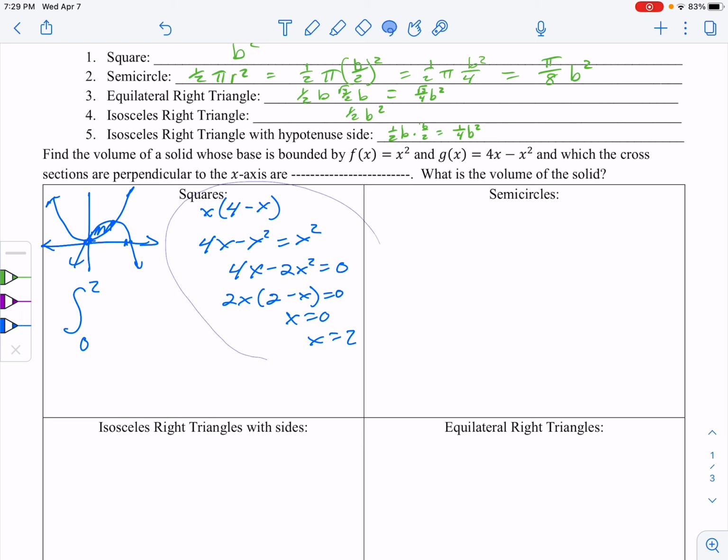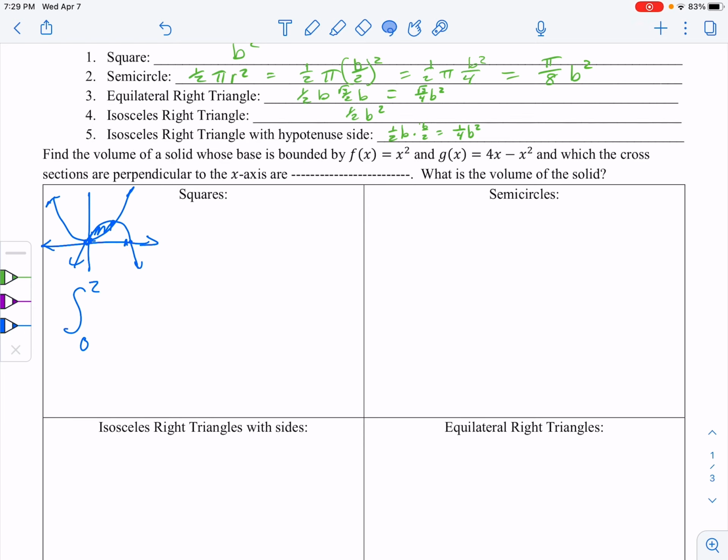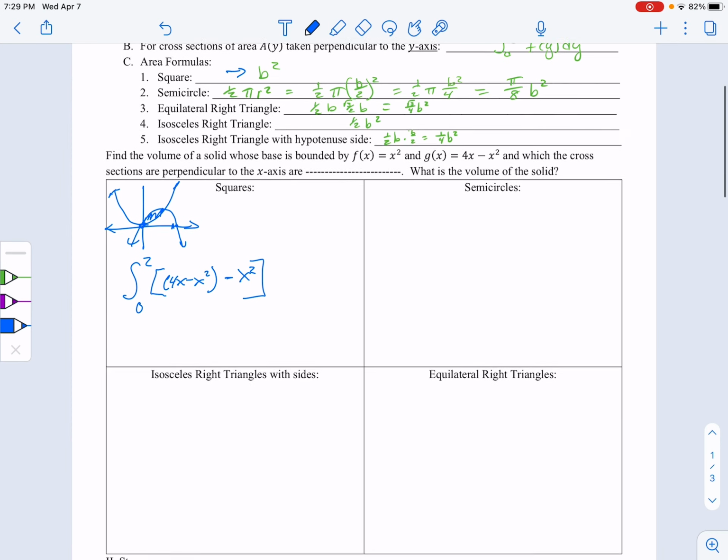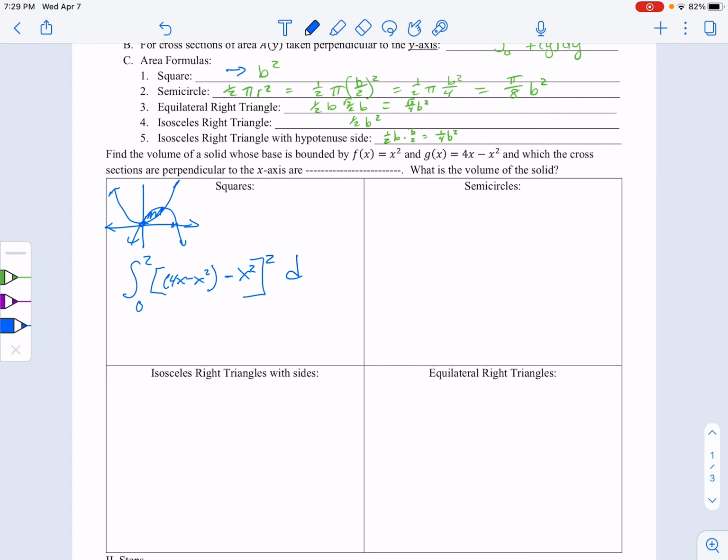And I'm going to erase my calculation here. All right. Now, they tell me they're squares. So the distance between them is the base. So you have to figure out which one's on top. The one on top is 4x minus x squared, minus x squared, the one on the bottom. And that's the base. And my formula up here tells me it's base squared. So I square it, then dx.